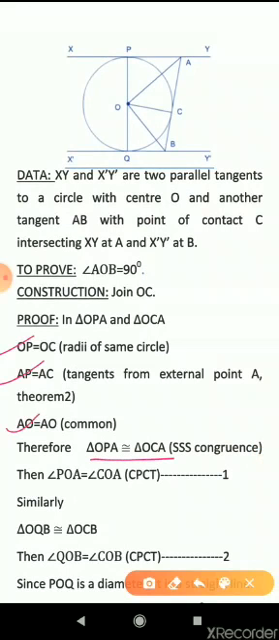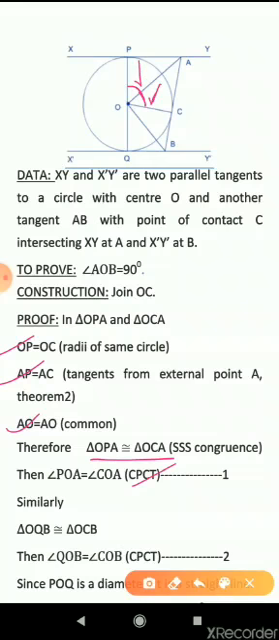If they are congruent, their corresponding sides or angles must be equal. So which angles are equal? Angle OPA is equal to angle OCA. That means angle POA is equal to angle COA. These two are equal by CPCT, corresponding parts of congruent triangles. Let us consider this as equation 1.